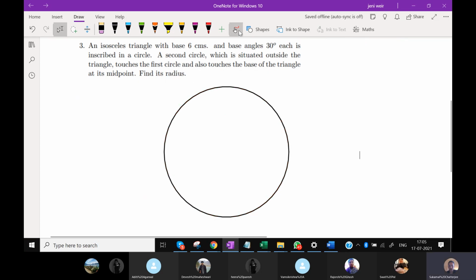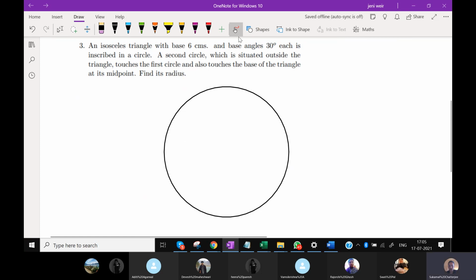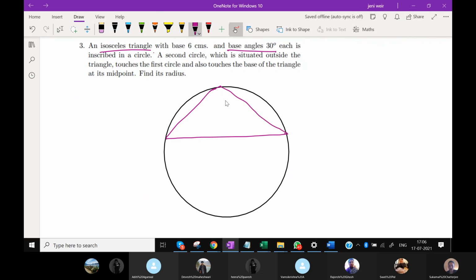We have a big circle. We have a triangle whose base angles are 30 degrees each. It's an isosceles triangle with base angles 30 degrees each. That means the apex angle would be 120 degrees. So this angle would be 120, and these two would be 60 each. And this is inscribed in the circle.